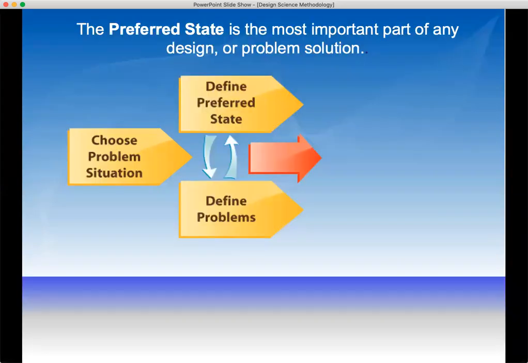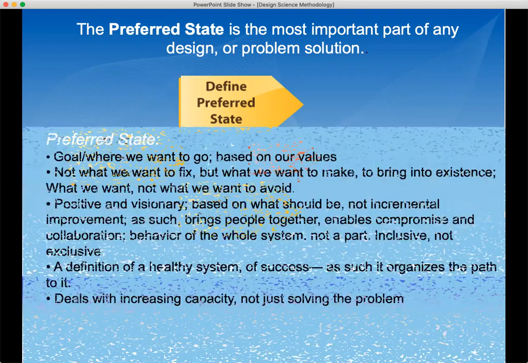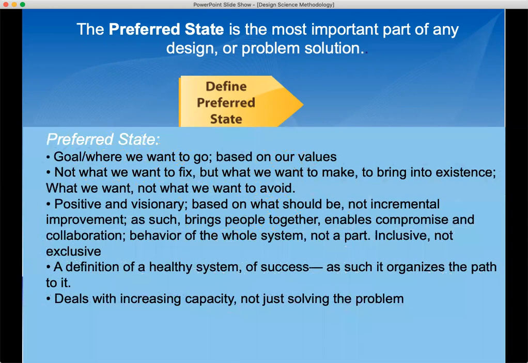up into the world at a scale that will impact the systems that you're trying to change. So moving into this a little bit more specifically, the preferred state is the most important part of any design or problem solution. And to be a little bit more explicit about that, the preferred state is the goal, where we want to go. It's based on our values. Not our definition of the problem, of what we want to avoid or what we want to fix, but what we want to make, to bring into existence.